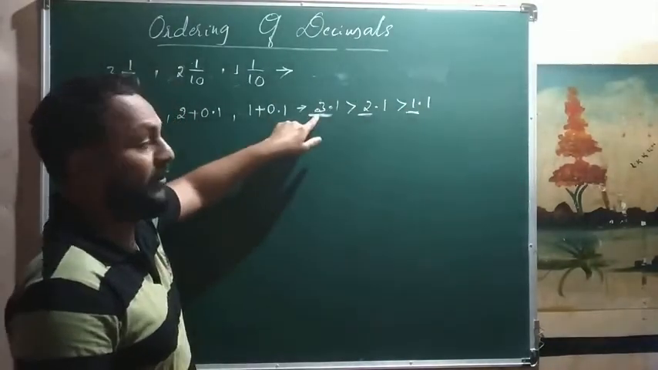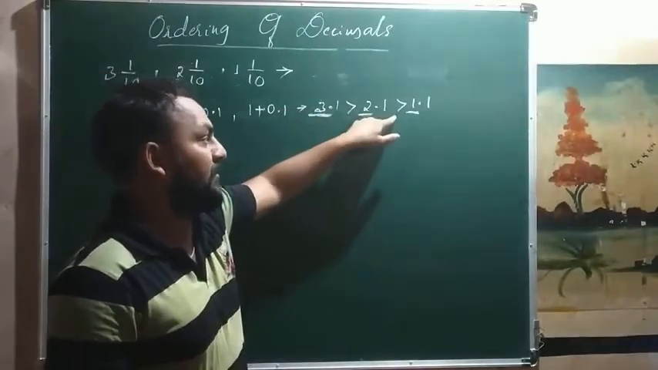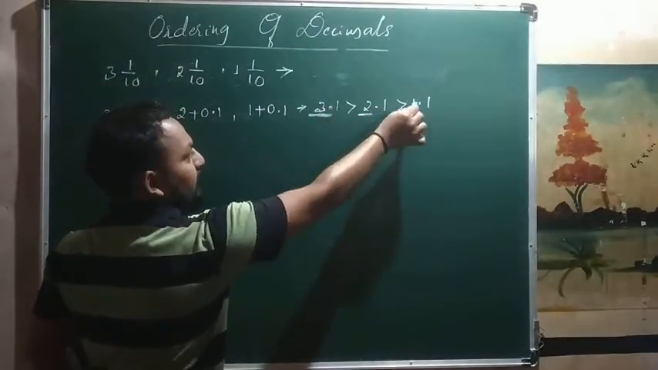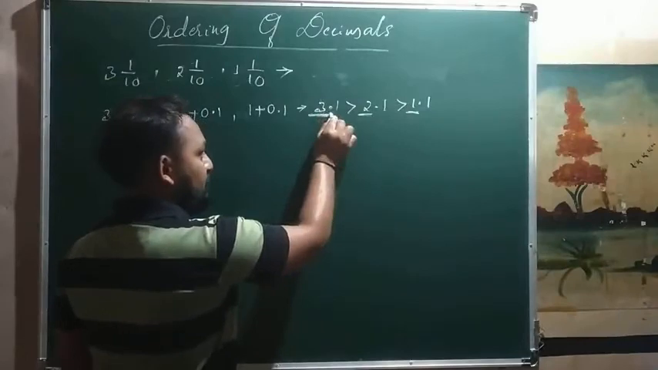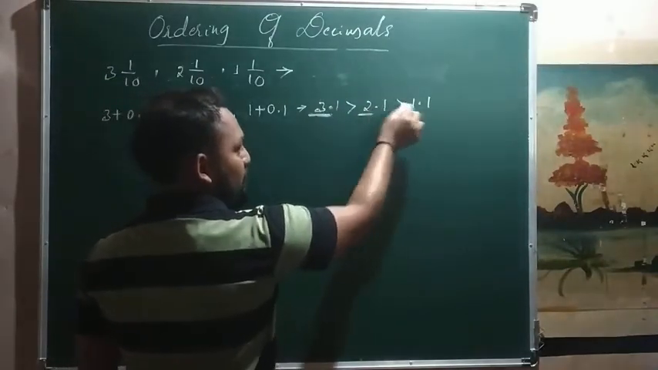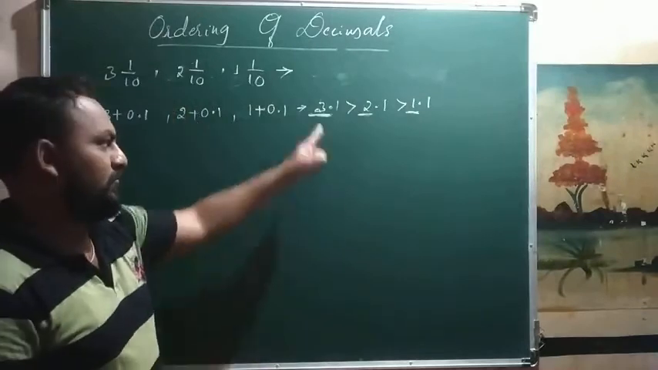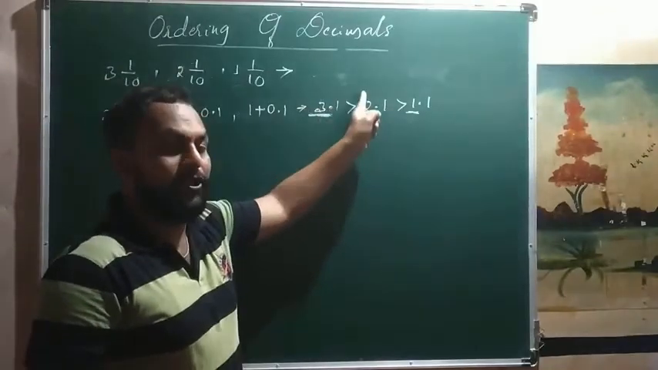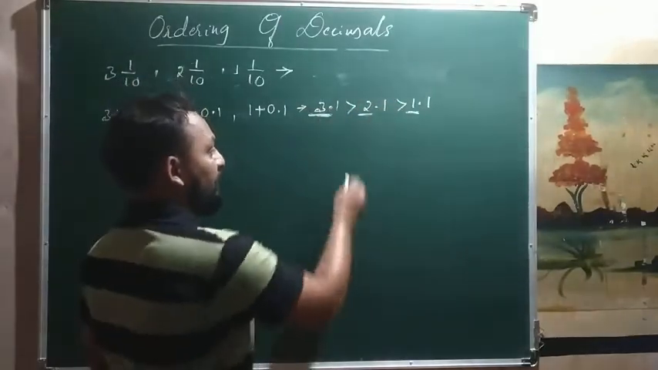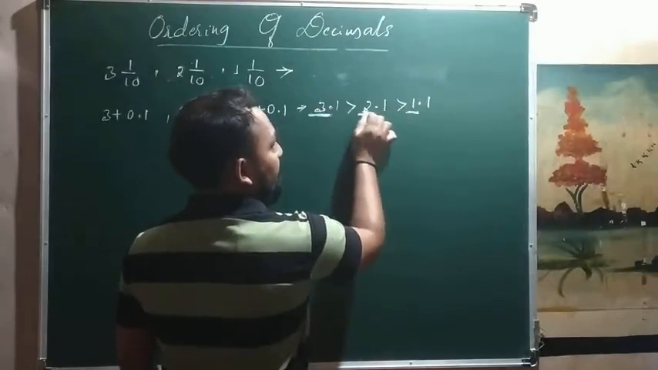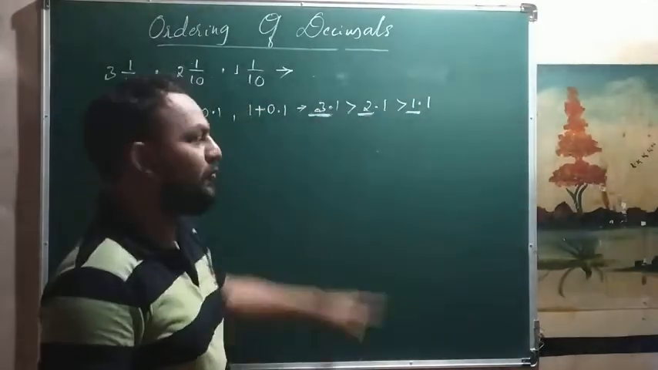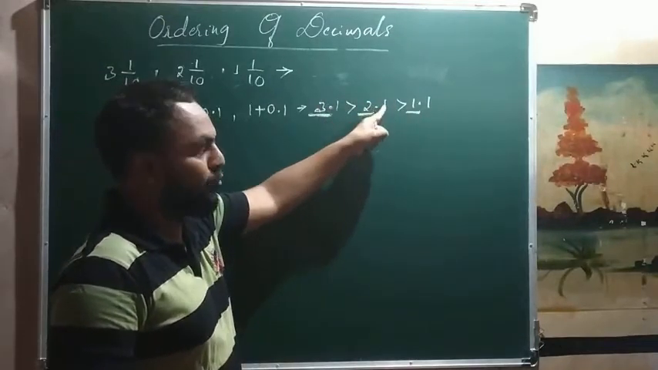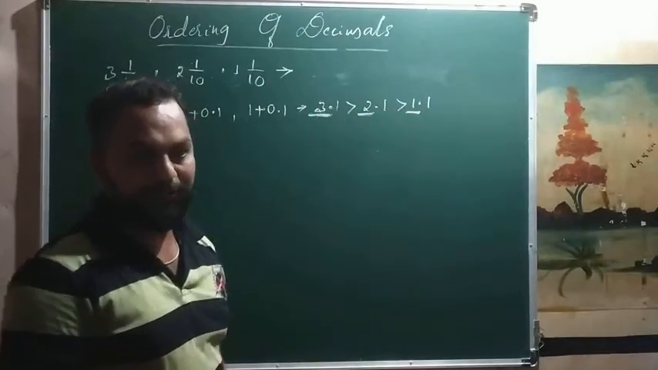It means 3.1 is the greater number compared to the other two. Compare 3.1, 2.1 and 1.1. The bigger digit of the whole number portion is 3. Between 2 and 1, 2 is greater. So 3.1 is greater than 2.1, and 2.1 is greater than 1.1.